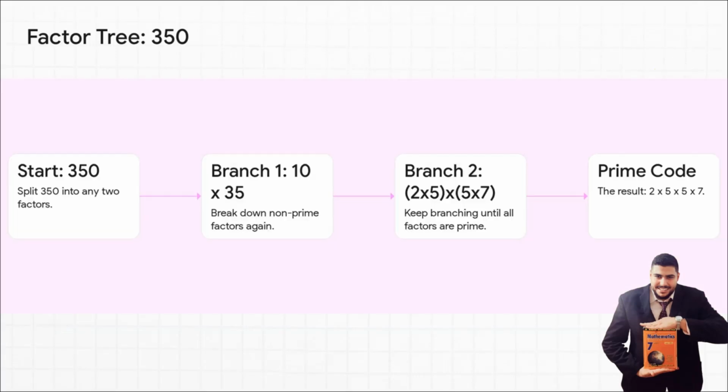So how do we find this code? A factor tree is a really cool way to visualize it. Let's try it with 350. We can start by splitting it into 10 and 35. Now neither of those is prime, so we keep going. 10 breaks down into 2 and 5, bingo, both prime. And 35 breaks down into 5 and 7, more primes. So the unique prime code for 350 is 2 times 5 times 5 times 7.